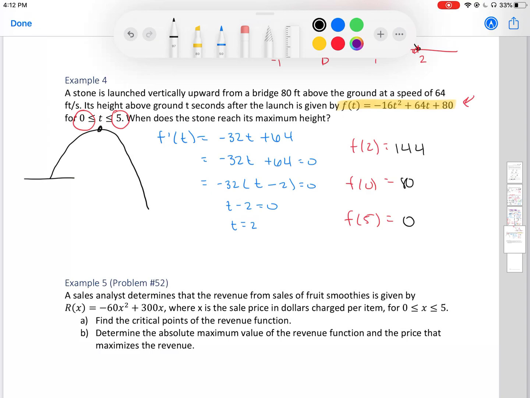So which is the highest value, and thus resulting in our maximum? On the interval from 0 to 5, the absolute maximum occurs at 2, at which time the stone reaches a height of 144 feet. Because the derivative f prime of t is the velocity of the stone, the maximum height occurs when the instantaneous velocity is 0.